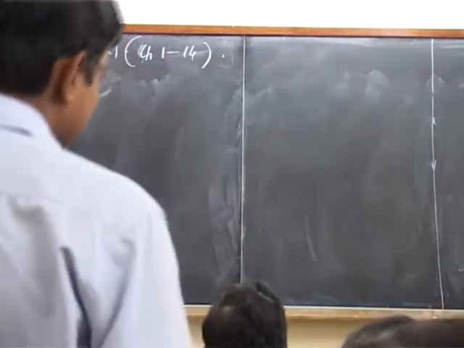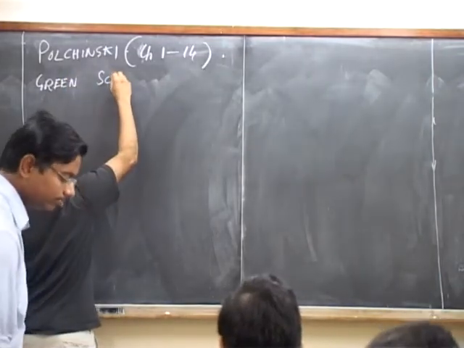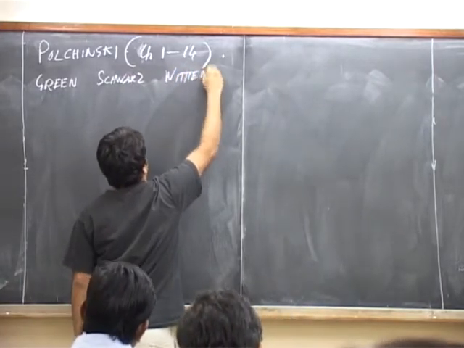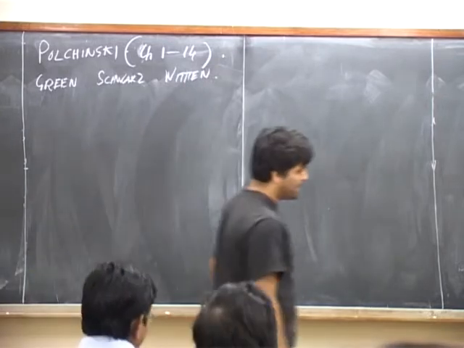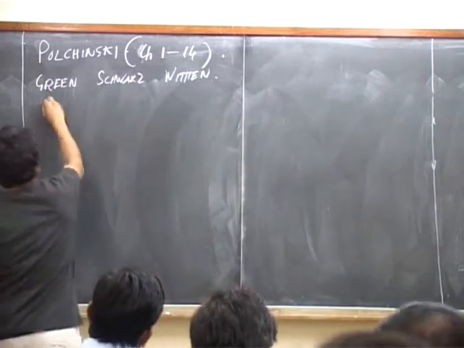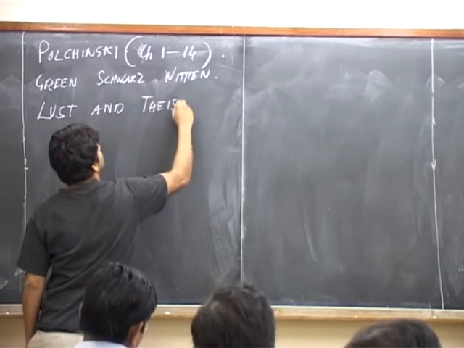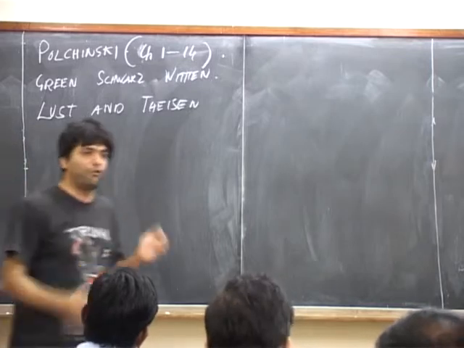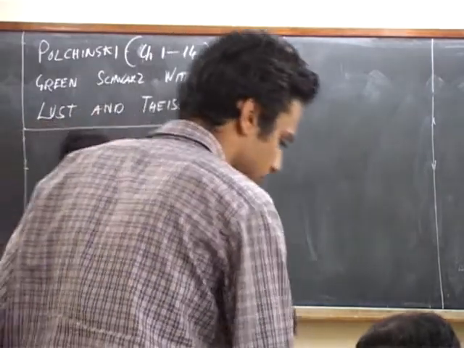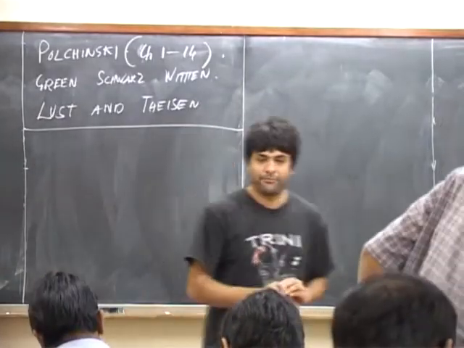Other useful references are the book by Green, Schwarz and Witten, and another book that I found useful in learning string theory was a book by Lüst and Theisen. Through the course, we'll also follow other references, but I'll tell you about them as we get to them. So as far as books go, these will be the main references for our course.